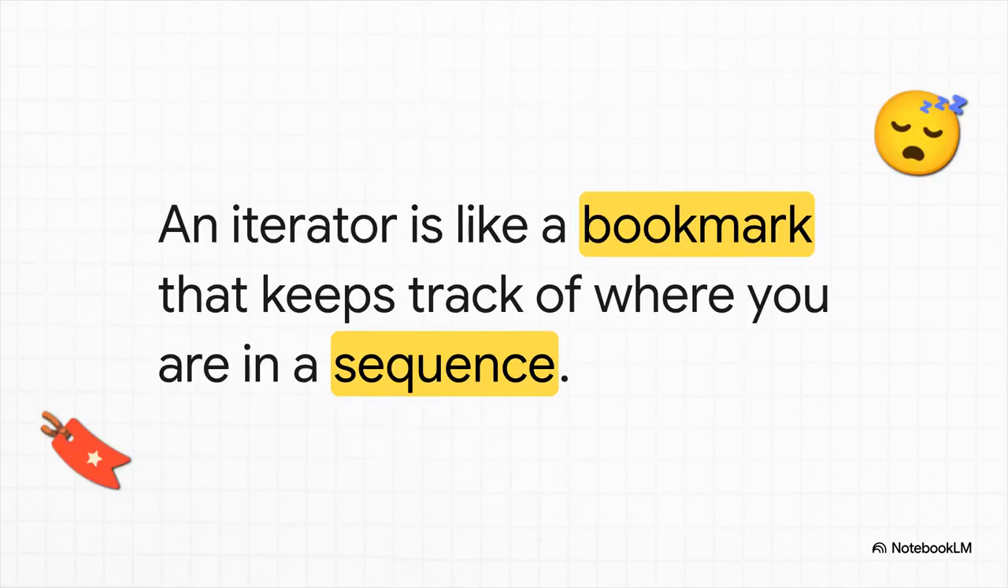Yeah, I know. Stream of data sounds a little abstract, right? So let's use a much better analogy. Think of an iterator as a lazy bookmark. Seriously, it has no idea about the whole book, it only knows its current position and how to get to the very next page. That is it.